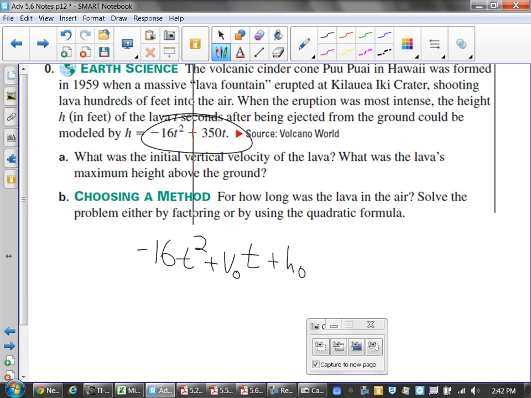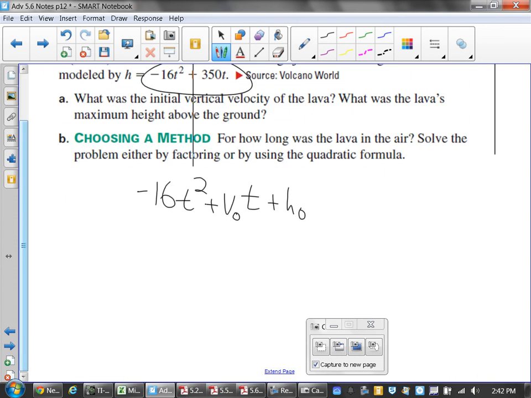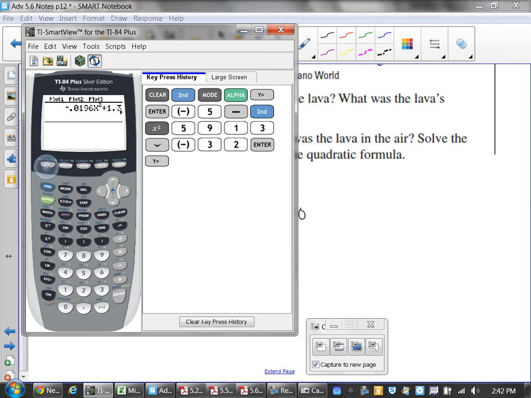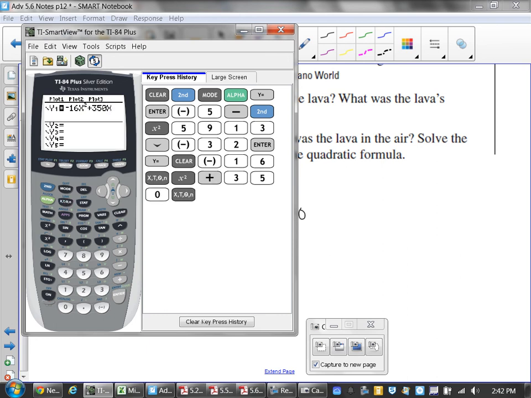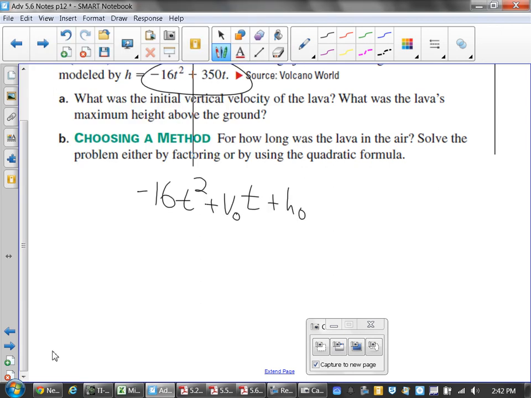Now, in order to figure out what the maximum height above the ground is, if I substitute this formula in my calculator, negative 16x squared plus 350x, I really don't see where it is right off the bat. But if I just think about where it's crossing the axis, if x is 0, y is 0. Do you guys agree? Because if it's 0, what's 0 plus 0? 0. Are we okay with that?